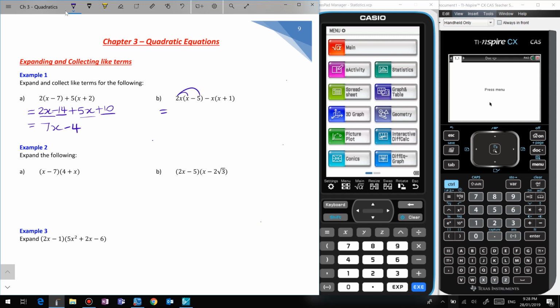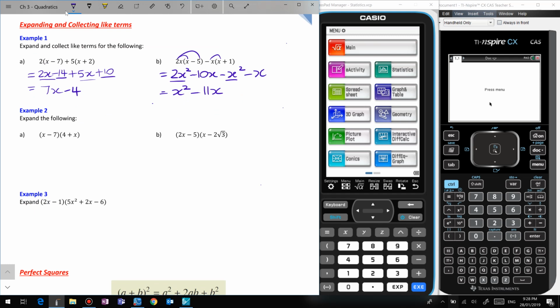That 2x multiplies both, so I get 2x squared minus 10x. And then I have negative x squared minus x. Group together our like terms, 2x squared minus x squared, negative 10x minus x, minus 11x.